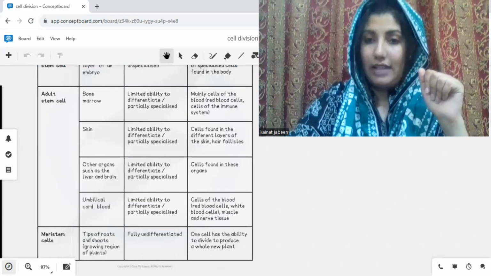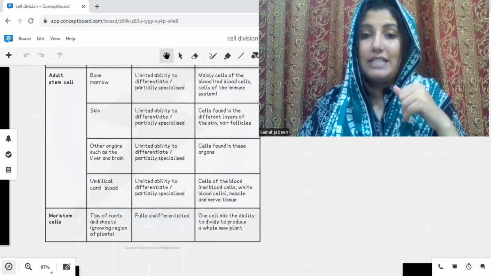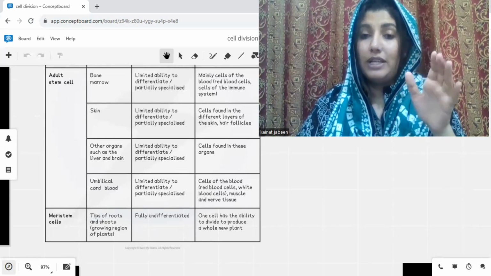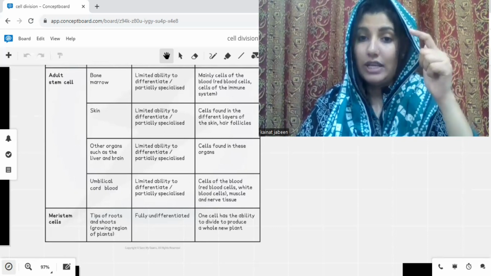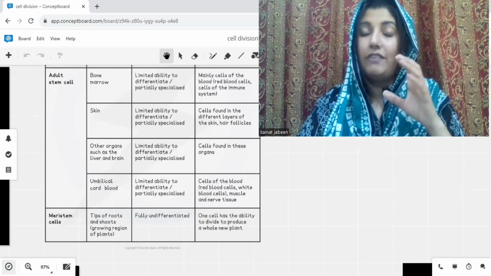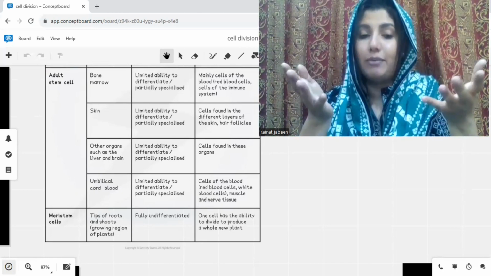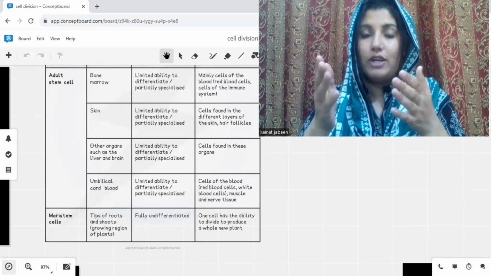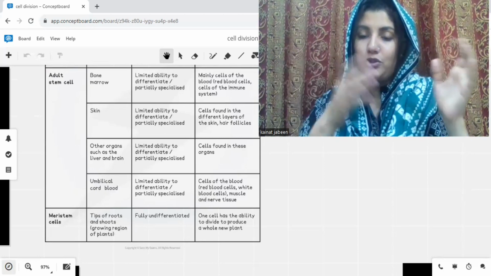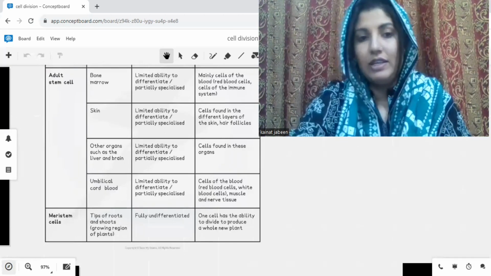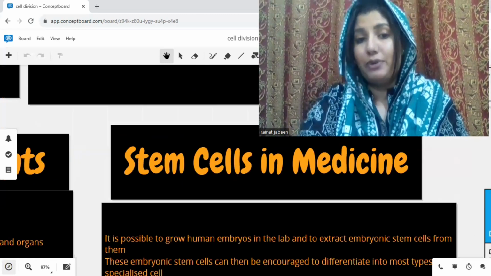The second type, the plant stem cells, are known as meristem cells. These cells are present at the growing roots and growing shoots of the plant. They have the ability to divide into any type of new cells where needed. For example, when new leaves have to be formed, they make the new cells for the leaves. And they are very important.